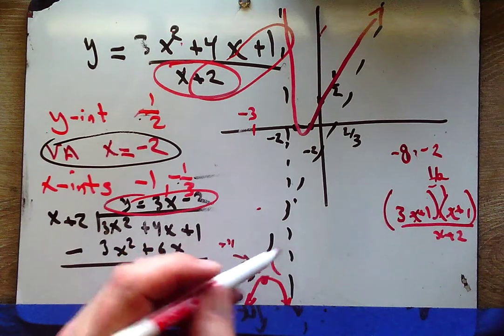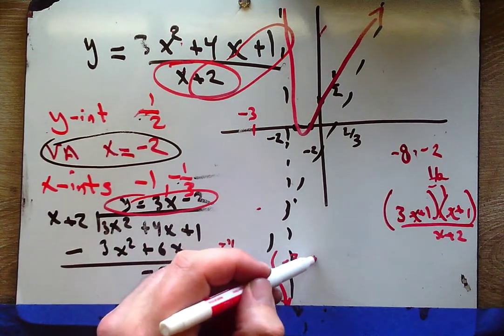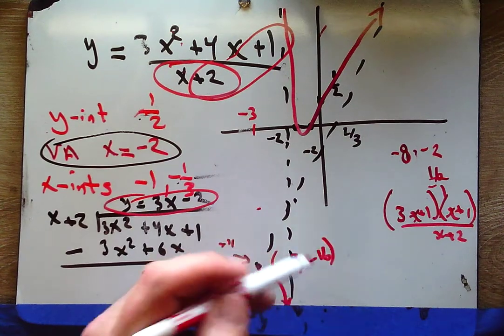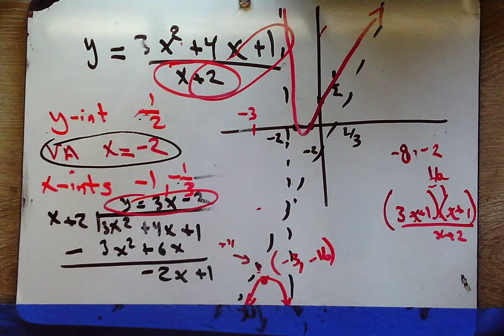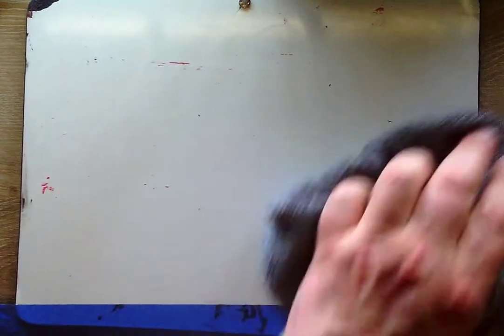And please label that point. That point again was (-3, -16). Okay, there's my graph. Were there any holes? No, no holes there. How about this one?